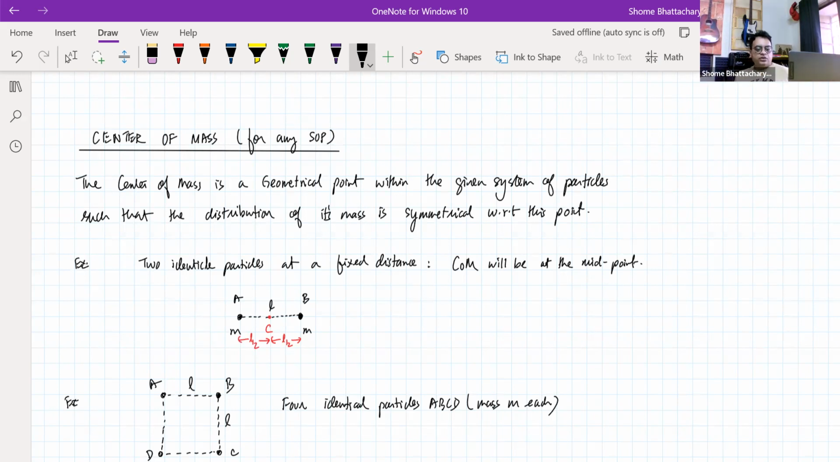Right. So if they are located at the corners of a square, then the center of mass of such a system would be where the diagonals intersect. Or that is also the point where the perpendicular bisectors of the sides intersect. And that point is, let's say, O over here, which is the so-called centroid.